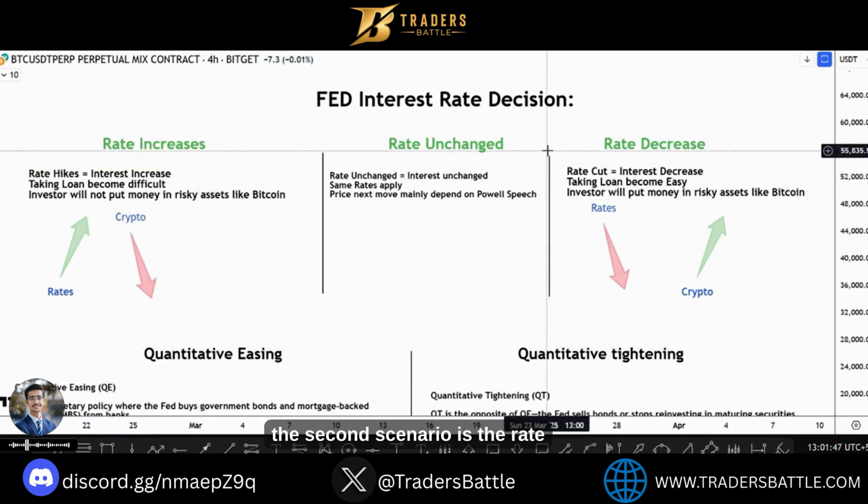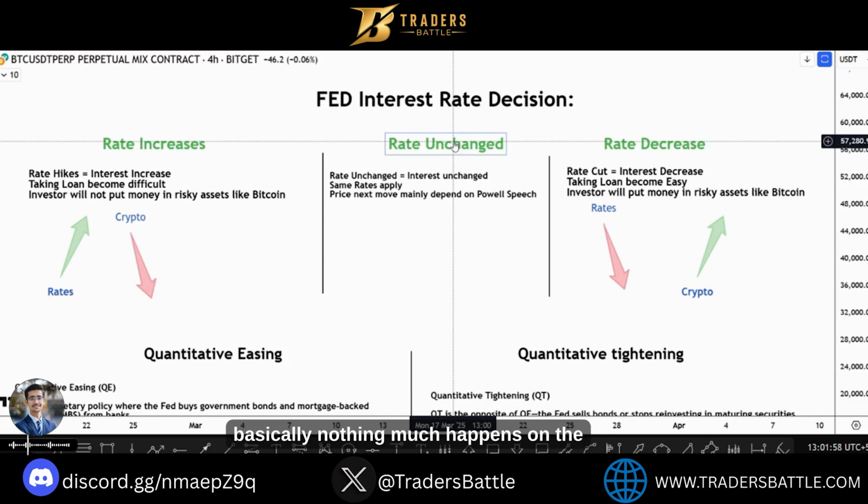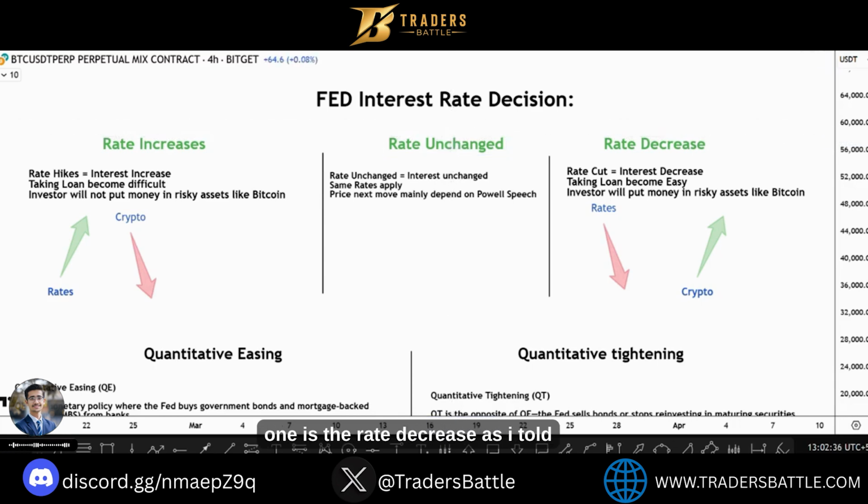The second scenario is rate unchanged. Rate unchanged means the interest is unchanged, the same rate as last month. In this case nothing much happens in the market, but if we want to find the next price of the crypto market, up or down, we mainly have to depend upon Powell's speech. In his speech, he usually gives hints about what is coming in the future. If he says something good, the market usually reacts to the upside. If he hints toward bad news, the market usually reacts downside. That's simple.